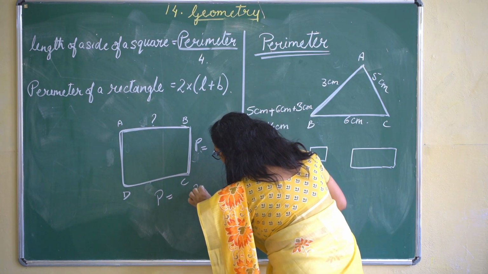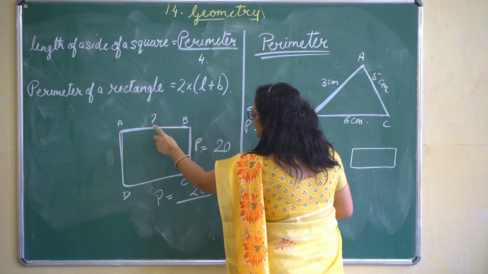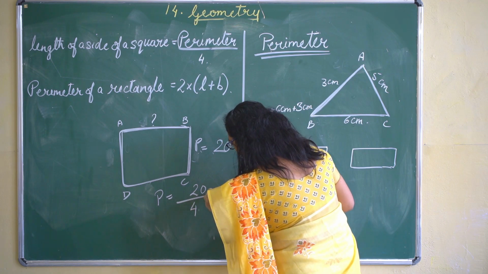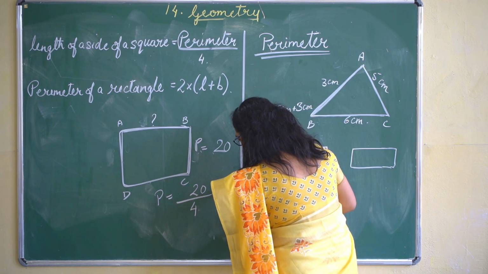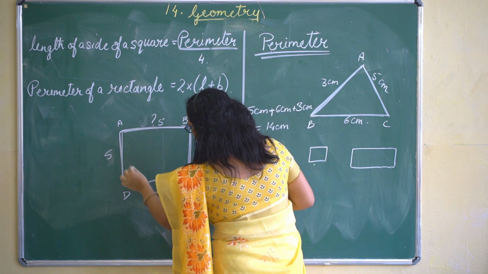Perimeter is 20, you will divide by 4. Why will you divide by 4? How many sides are there? 1, 2, 3, 4. So we divide by 4. What answer do you get? 5 centimeter. It means the length of all these sides is 5 centimeter.